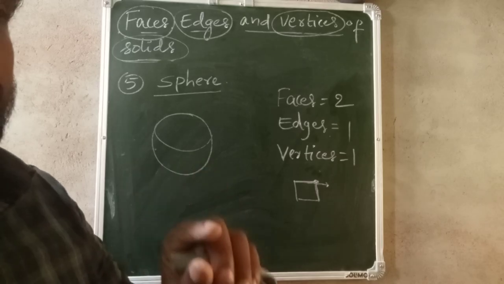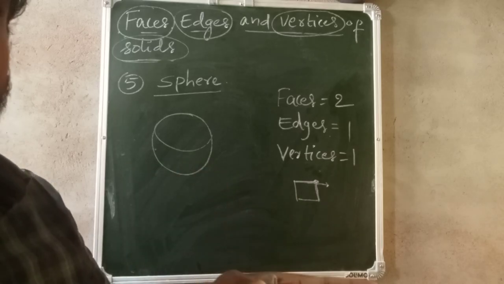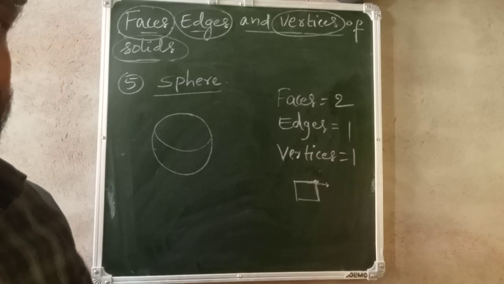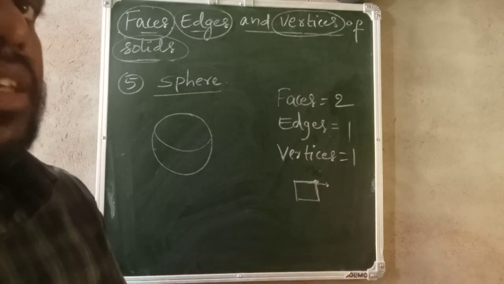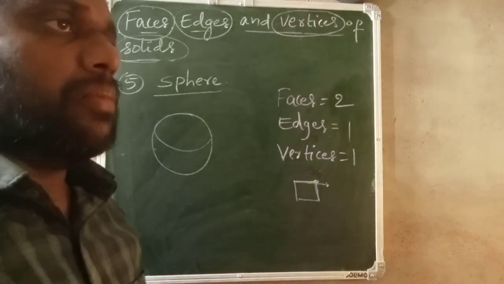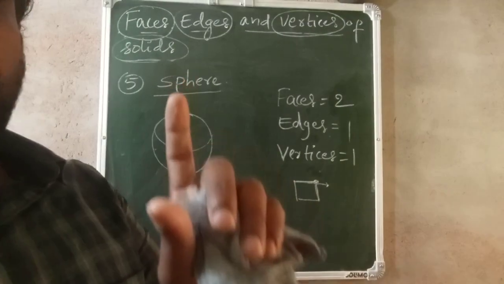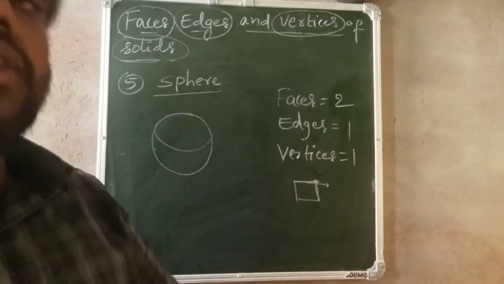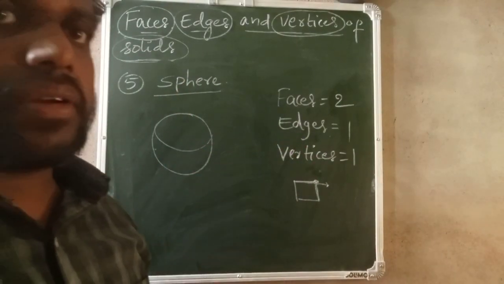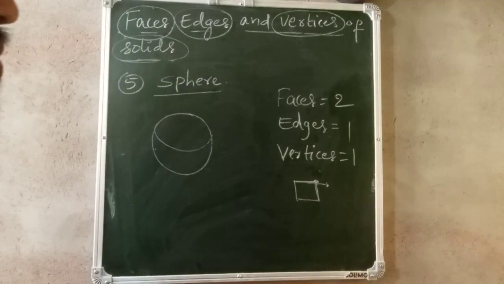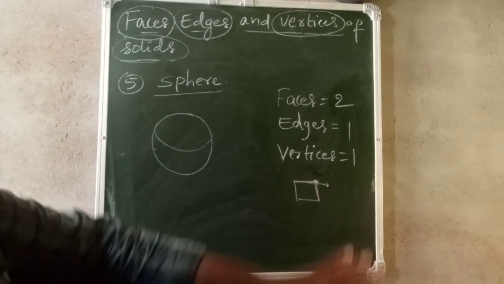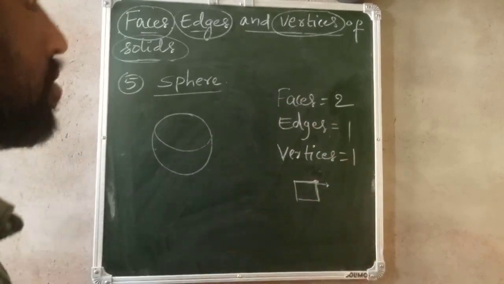See, ball. But if you want a circle, think of a bangle, the ladies wear bangles, right? That is a real life example for the circle. But a ball is there, no? That is the example for sphere. Sphere is different, circle is different. Okay. So as for sphere, we will see how many faces, edges and vertices.